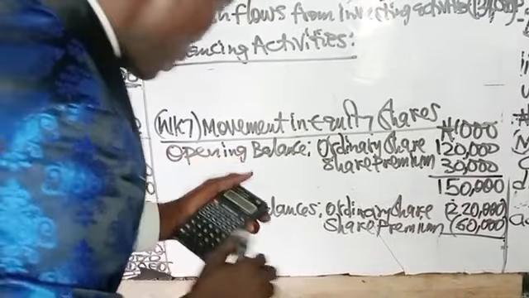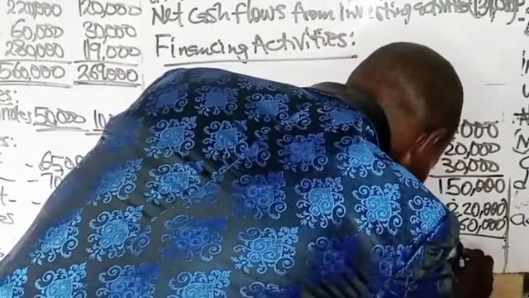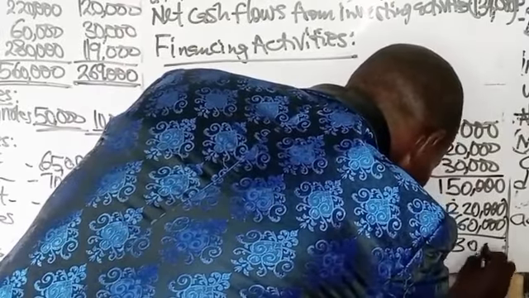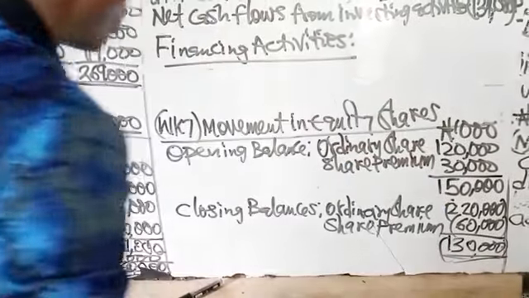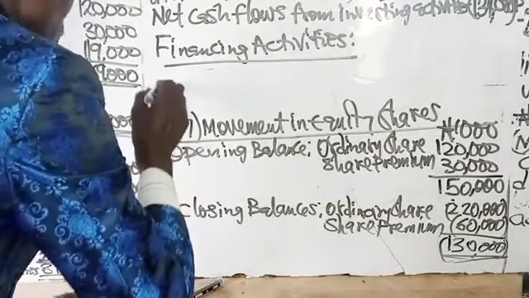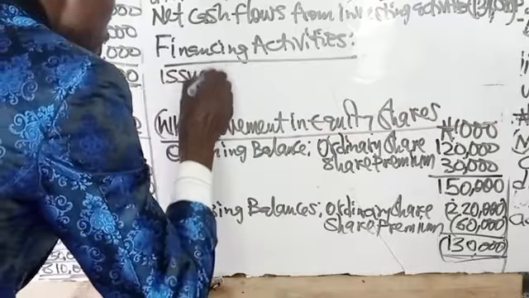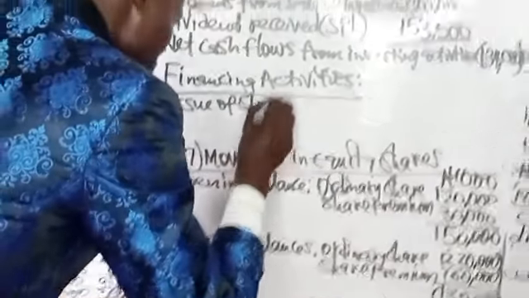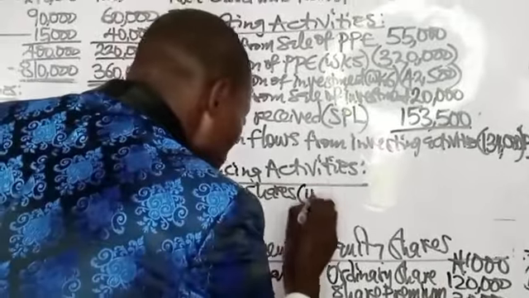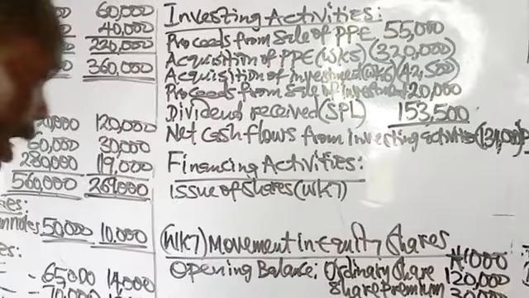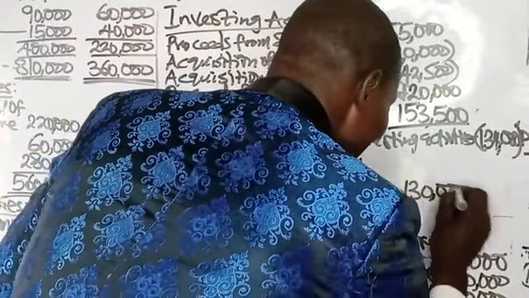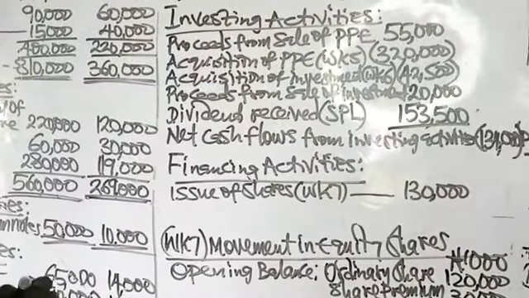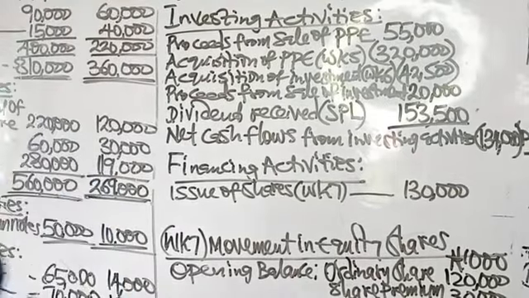So you have 130,000. The closing balance is greater. That means there is a further issue of shares during the period. So we have issue of shares, Working number 7. That amounted to 130,000 inflows.